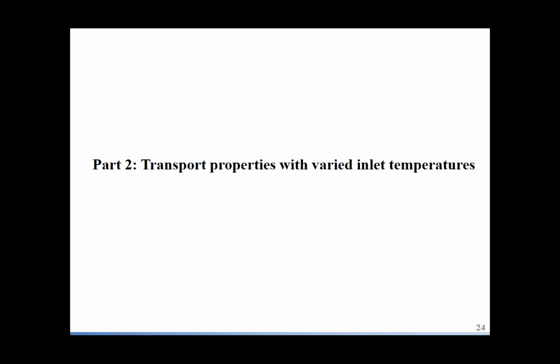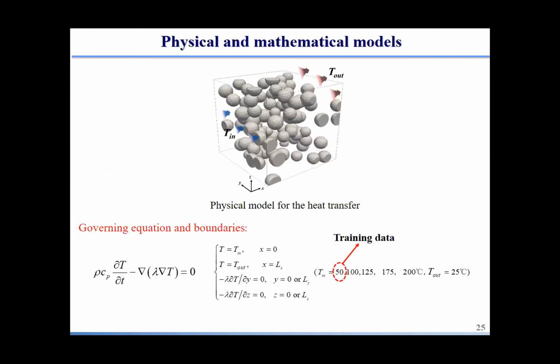We study transport properties with varied inlet temperatures. So even as we can train to get different structures, we can also get different temperatures. For example, this is a physical model for heat transport, where a gas goes this way and is heated or cooled by this sphere bed. So we can get different inlet temperatures.